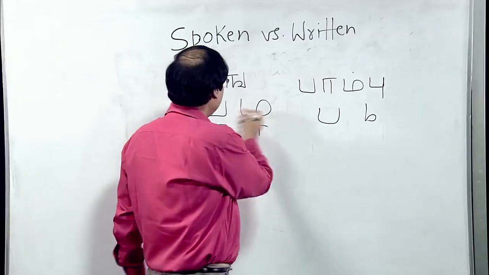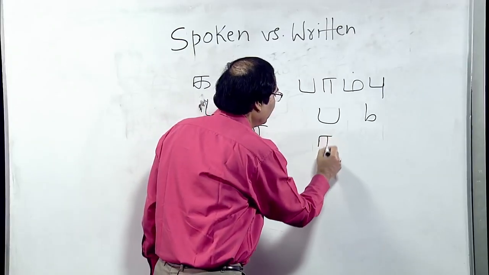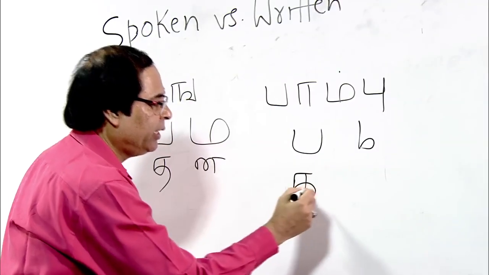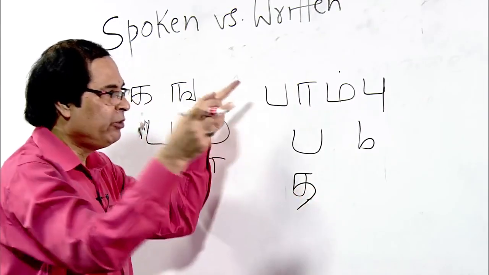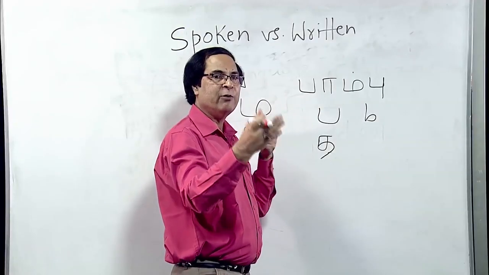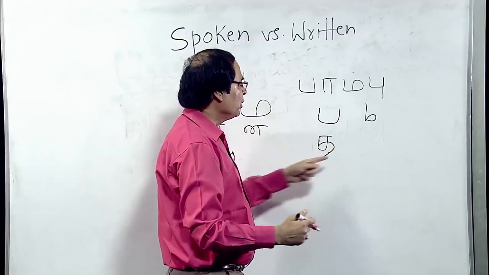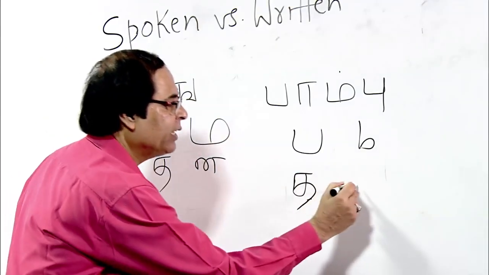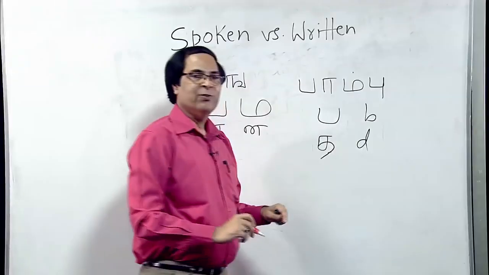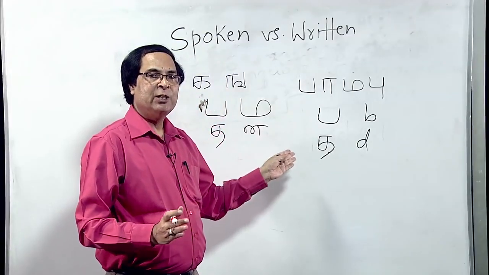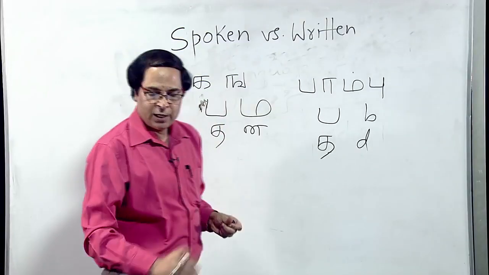Similarly, you will have ta. If it comes in the middle part between voiced segments like vowels, between vowels, or ma and a, ma and u, ta will also represent the dha sound. So, what is happening? They have fewer letters, but they can work very well.